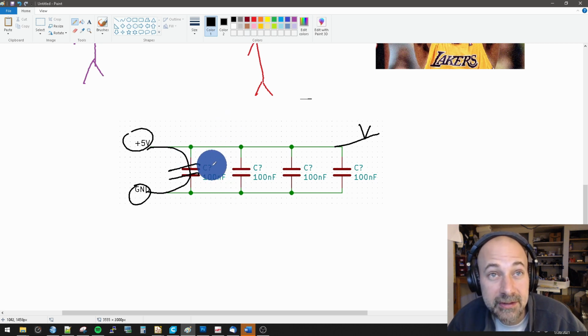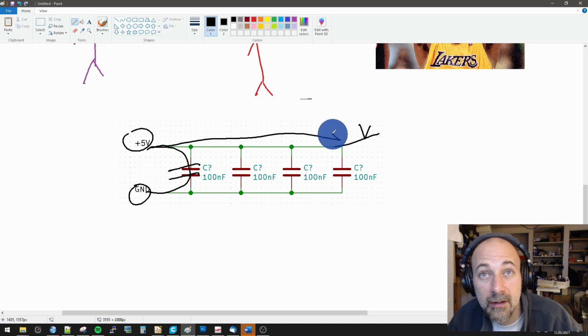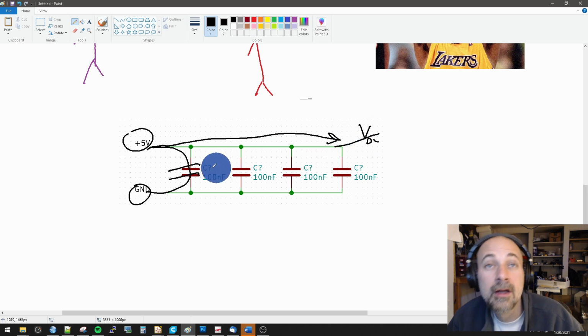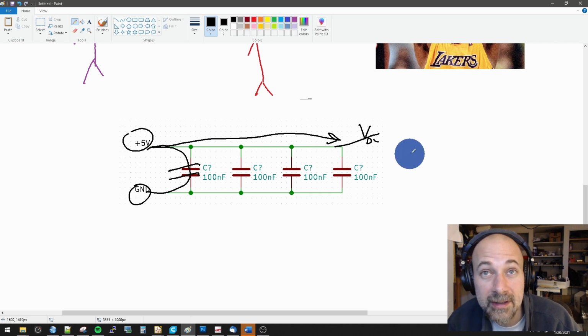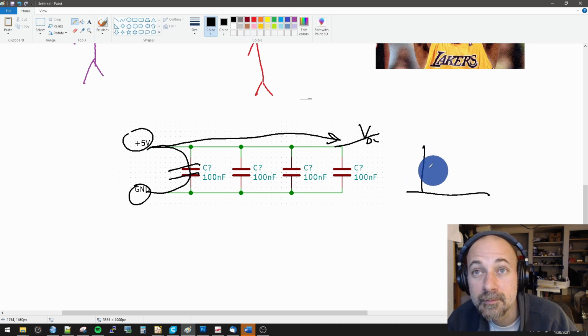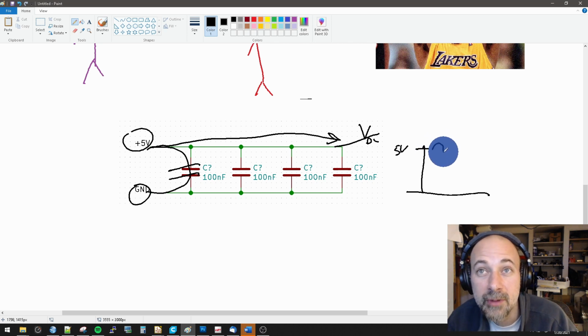Now, in this particular situation, once these capacitors are all charged, DC will go this way, and we'll have a DC voltage. We'll call this VDC right here. Now, AC voltage, on the other hand, we can easily make a signal. Let's say it's 5 volts up here, but then we have an AC component too, like a sine wave that happens to be like this.